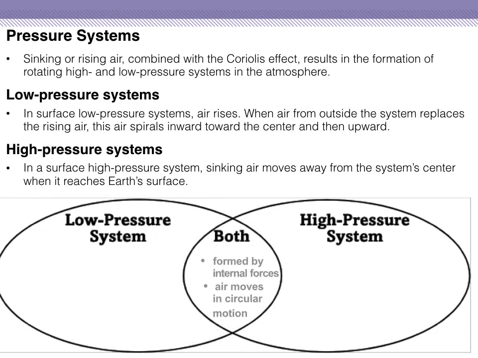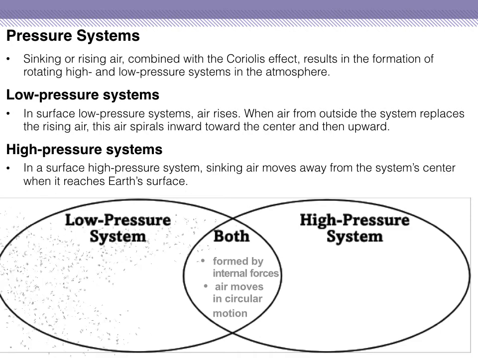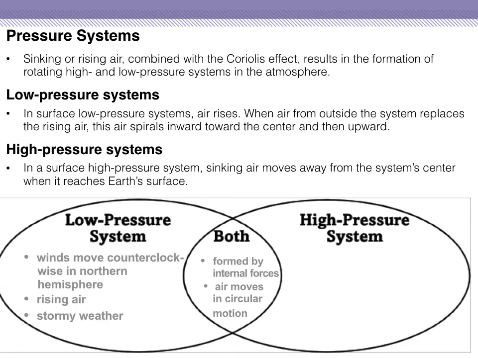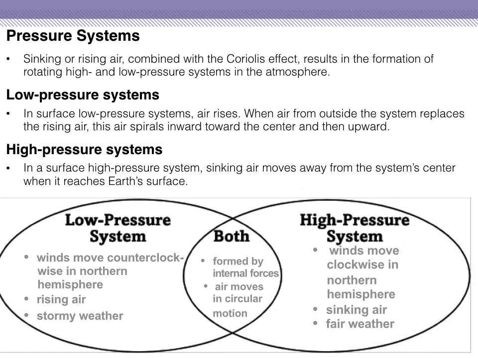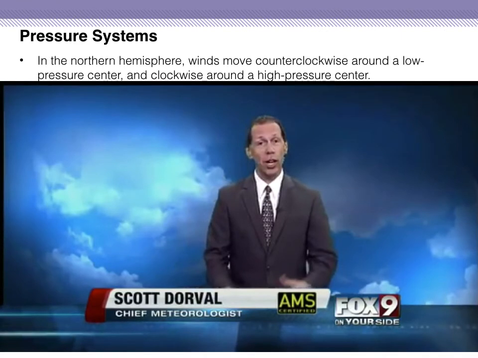Now, both low pressure and high pressure systems are formed by internal forces, and the air will always move in a circular motion. In low pressure systems, the winds move counterclockwise, there's rising air and stormy weather. On the other hand, in high pressure systems, the winds move clockwise in the northern hemisphere, with sinking air and fair weather. In the northern hemisphere, winds move counterclockwise around a low pressure system and clockwise around a high pressure system.